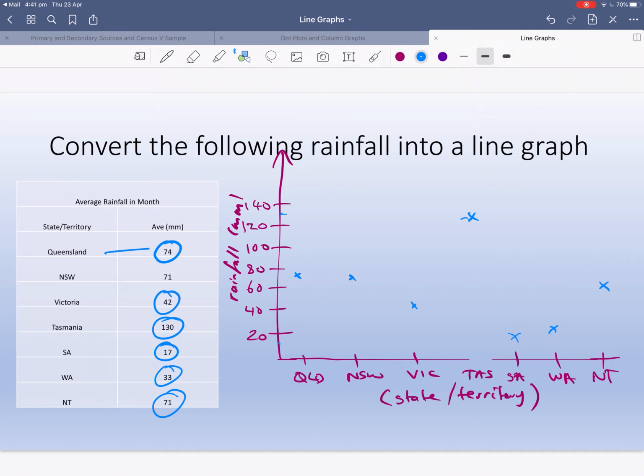Now, dot to dot was my favourite game when I was in school. I was in kindergarten and I was really good at dot to dot. And it's going to serve me well with these graphs.